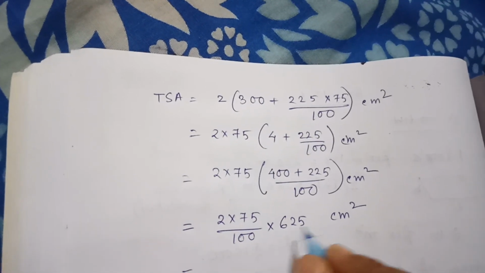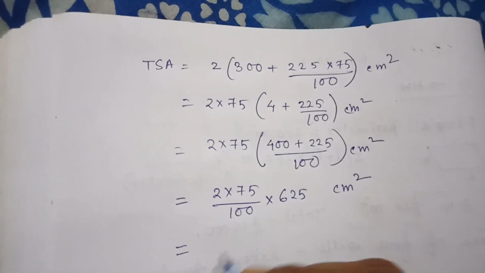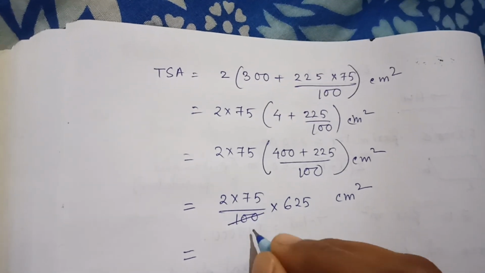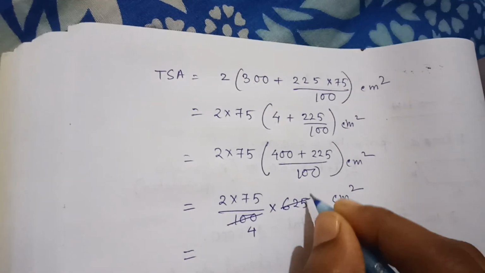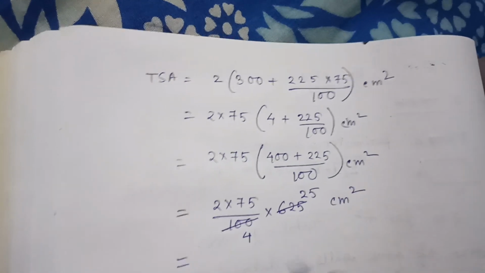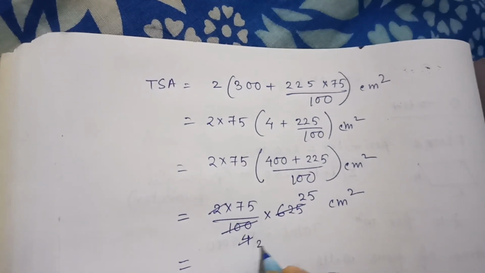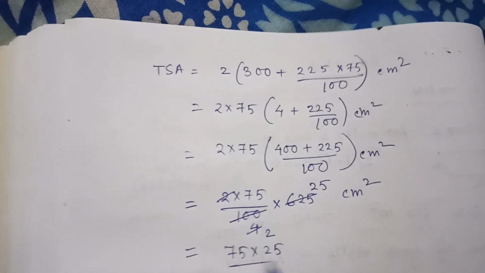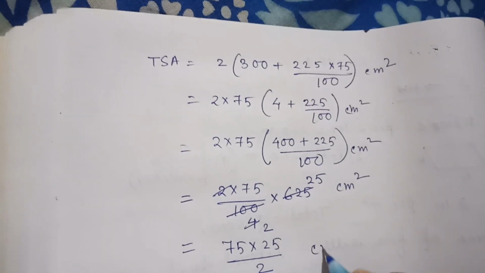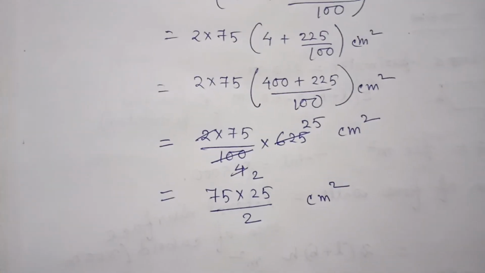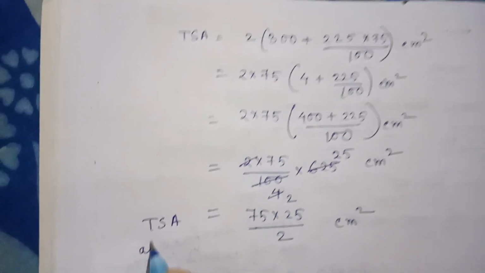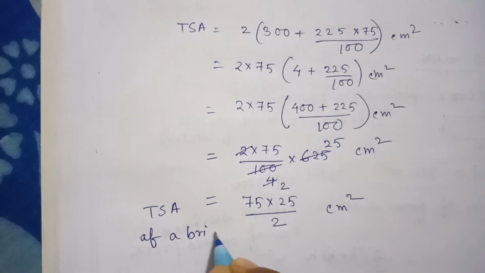We are just making it into a simpler form. Then we get 25 4s are 100, 25 25s are 625, and 2 2s are 4. So we are getting 75 into 25 divided by 2 centimeter square. This is the TSA of a brick.